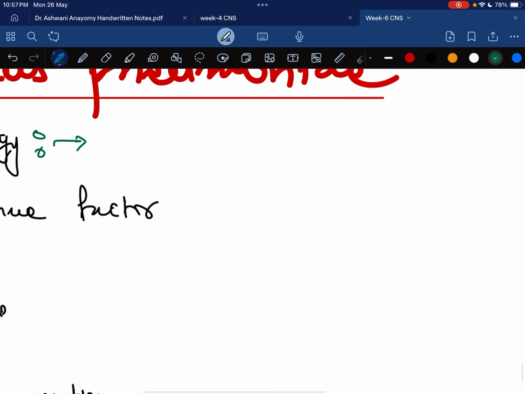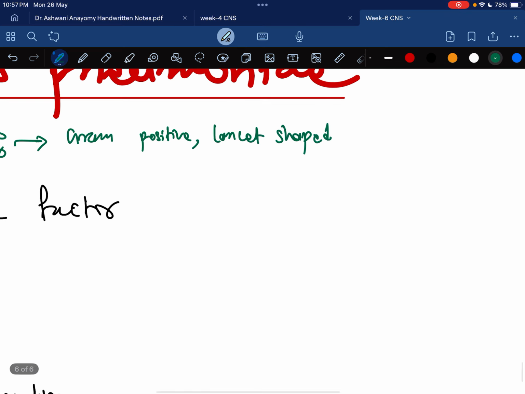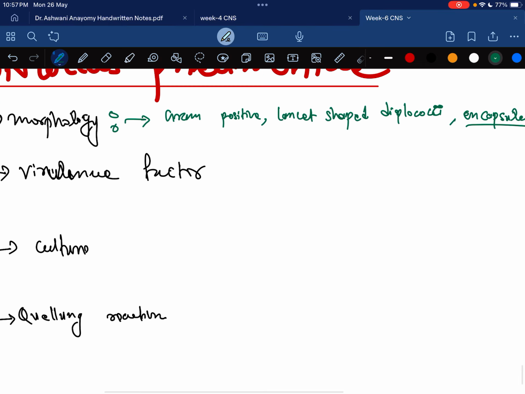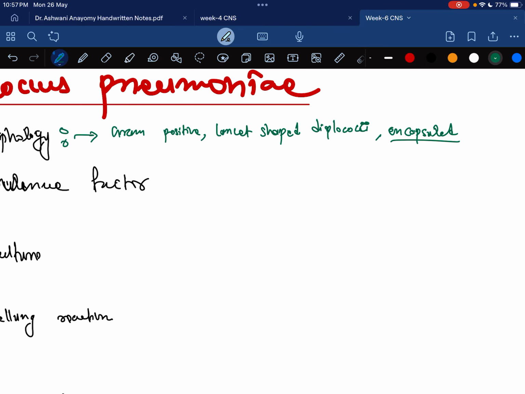Regarding morphology, it is a gram positive, lancet shaped diplococci. In the previous video I briefly discussed this. It is an encapsulated organism. So these are the morphology: gram positive lancet diplococci and encapsulated.